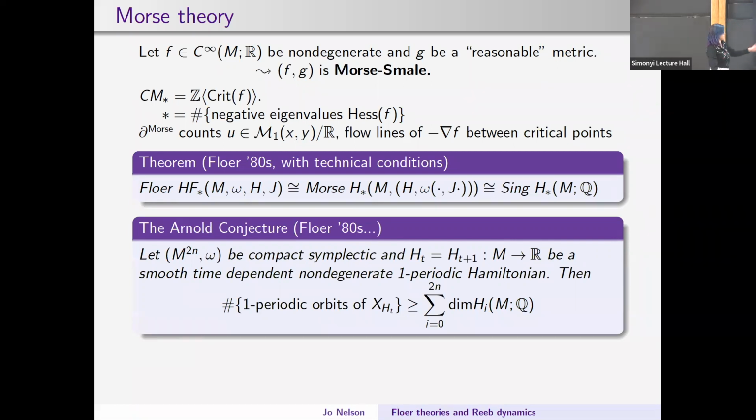And then since the 80s, various people have removed certain technical conditions. They've also figured out how to change the fields, but I don't want to list everybody's name on this slide. The idea behind the Arnold conjecture is just that the number of one periodic orbits of a non-degenerate one periodic Hamiltonian has to be bounded below in terms of the ranks of the homology groups of the manifold.